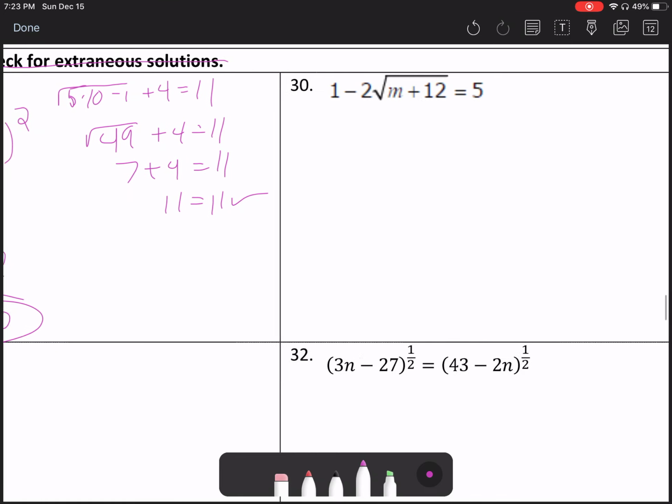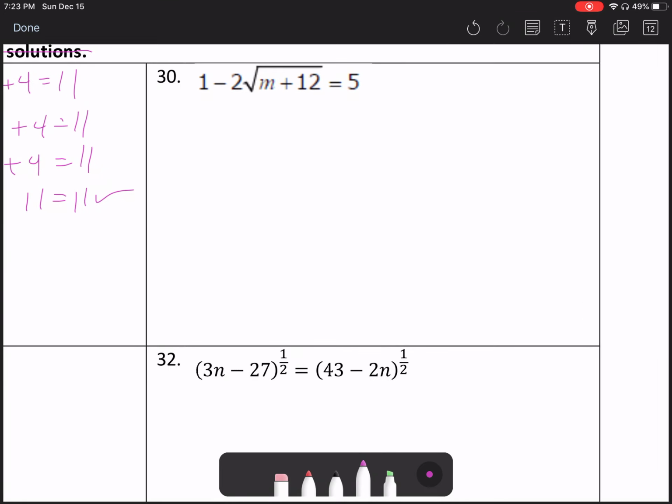I move on to 30. Method doesn't change. I need to get my radical. So I look at what's outside my radical. I have a 1 and a 2. The 2 is being multiplied. I don't want to get rid of multiplication first. If this 1 is on the outside, then I know that I need to subtract it. So I'm going to subtract 1 first. So this is negative 2 times radical m plus 12 is equal to 4.